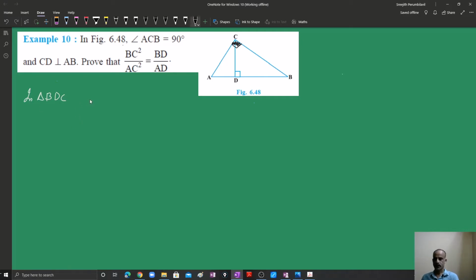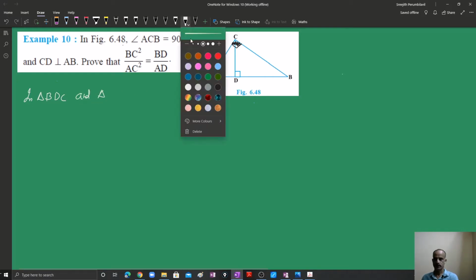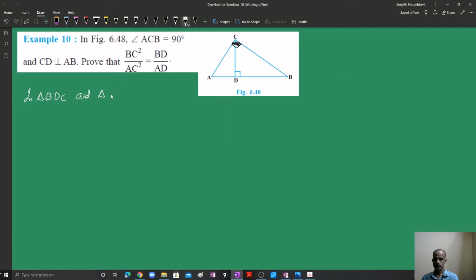Triangles BDC and BCA: angle B is equal to angle B. Reason: common.